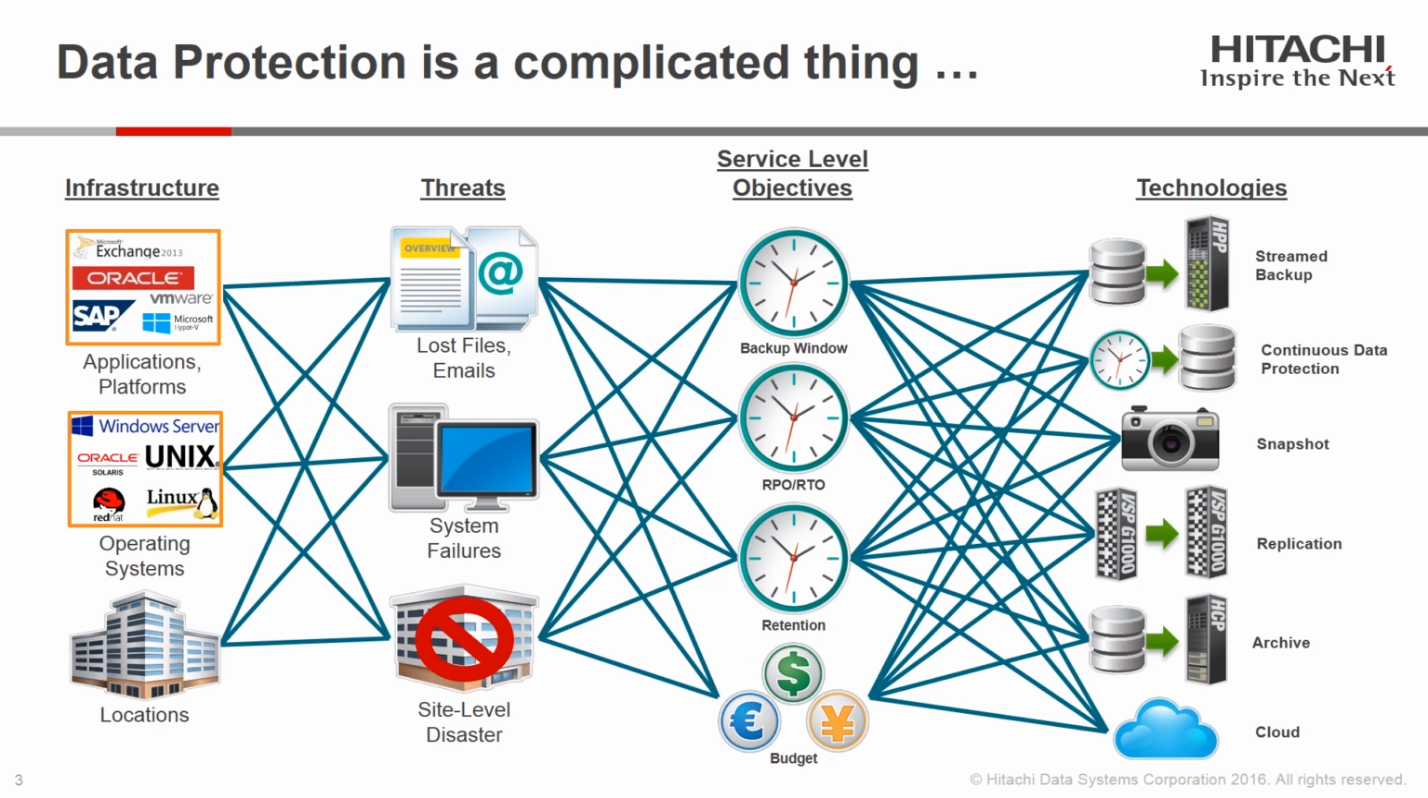All of these many combinations of infrastructure, threats, and SLOs lead to a number of different technologies to meet these needs. No single technology or solution works best for everything, but HDS is striving toward that goal. The most prevalent form of data protection is backup, either full or incremental, or a combination of both. Backup is fine for low-level SLOs, relatively long backup windows, 24-hour RPOs, and RTOs measured in hours or days. Backup doesn't work well, or at all, for more critical data.